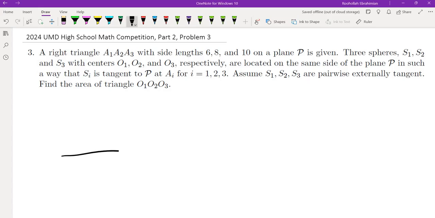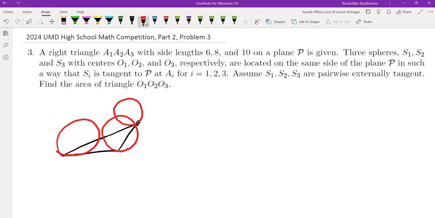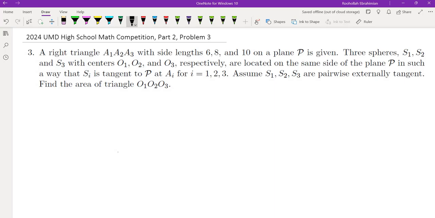So we have the triangle at the bottom. It's in fact a right triangle, and on top of that we have three spheres. We have a sphere here, another sphere here, and another here, and these three spheres are also tangent to each other. Now we don't really need the whole diagram, so we're going to focus on a portion of it. Let's say the points A1 and A2 are at the bottom, and O1 and O2 are on top here.